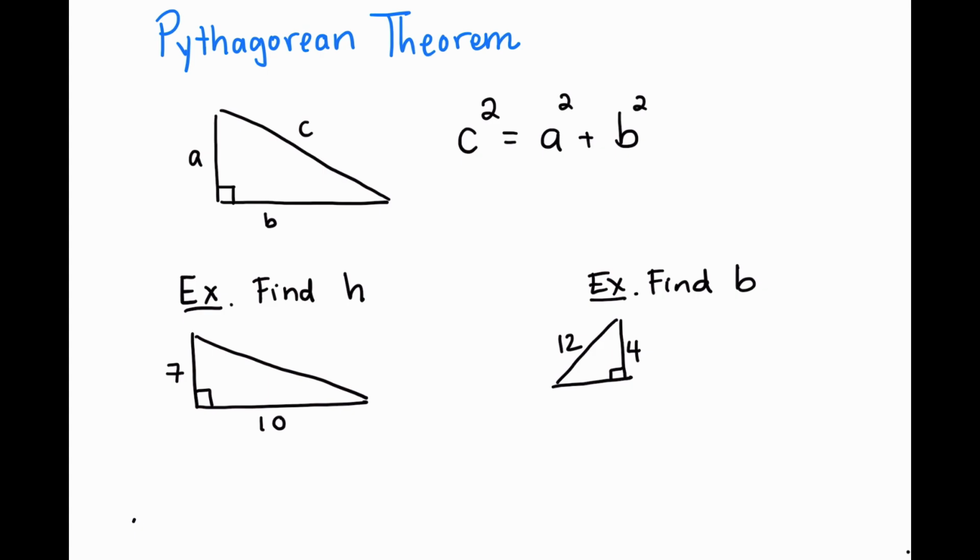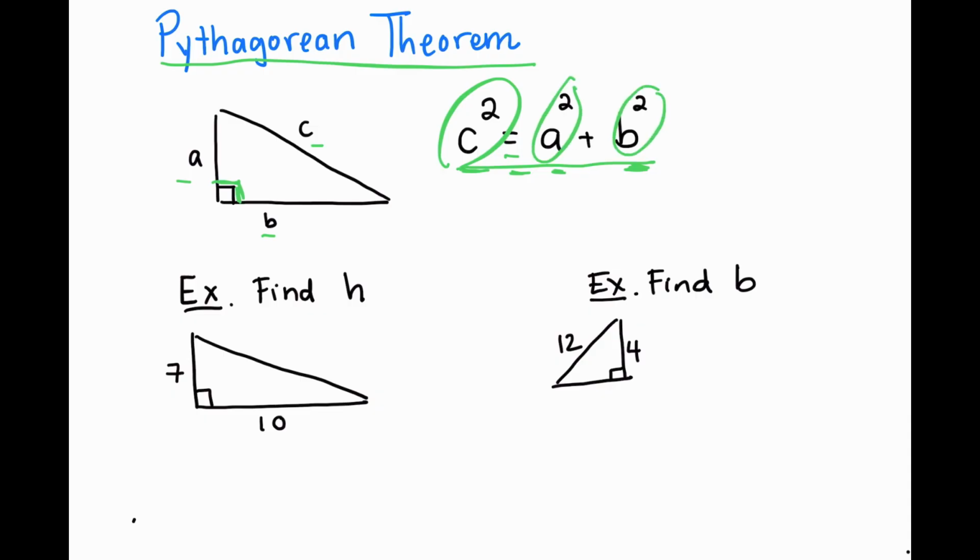I also want to remind you of the famous Pythagorean theorem. So that says if we have a right triangle, and the lengths of the legs are A and B, and the hypotenuse has length C, then this relationship holds. So C squared is equal to A squared plus B squared, and so if we square the length of the hypotenuse, that's equal to the sum of the squares of the lengths of the legs.